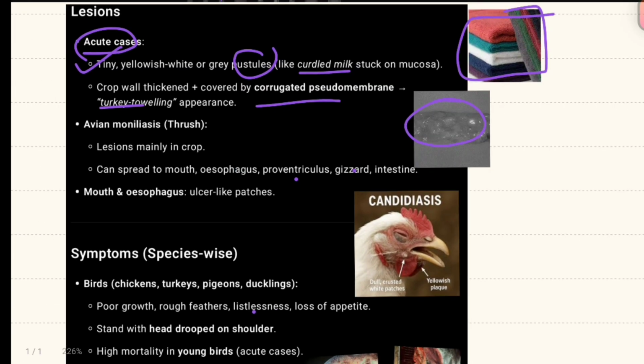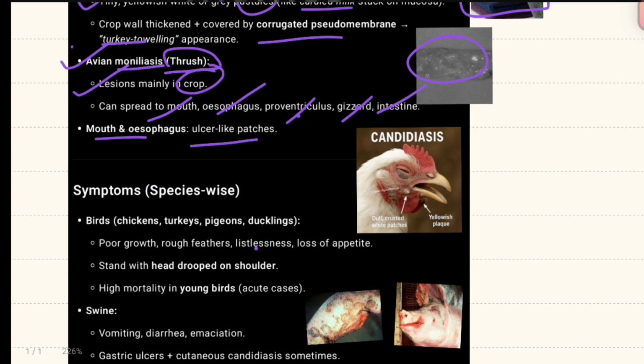Again, in the previous section we discussed thrush. Thrush is nothing but the condition of candidiosis in the alimentary tract, which usually occurs in avian species. Therefore it is called avian moniliasis. Lesions are mainly noticed in the crop, but they can spread to the mouth, esophagus, proventriculus, gizzard, and also the intestine. And in the case of the mouth and esophagus, ulcer-like patches can also be seen.